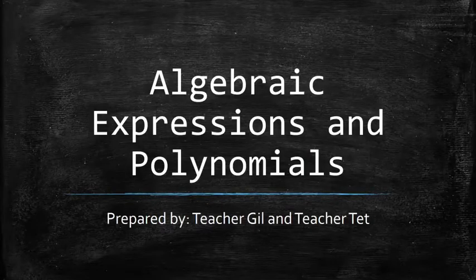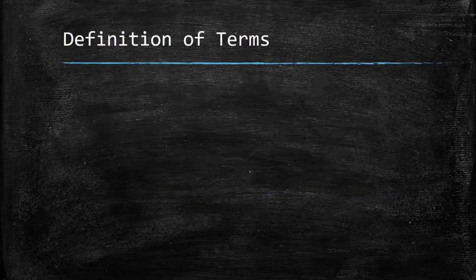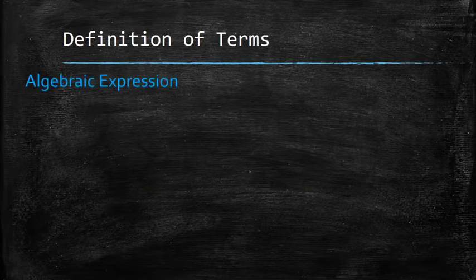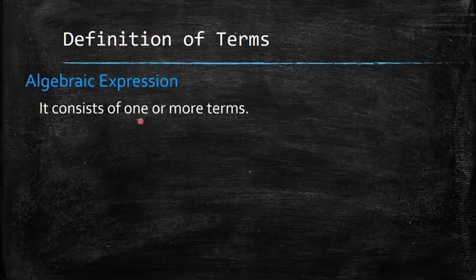Everyone, I am here today to discuss algebraic expressions and polynomials. Now let us have first the definition of terms. So first, we have to give the definition of algebraic expression. An algebraic expression consists of one or more terms.